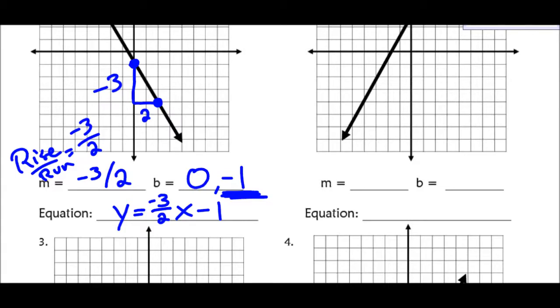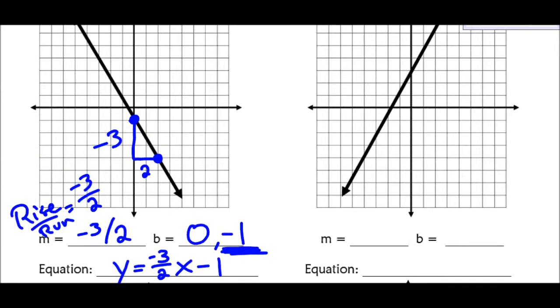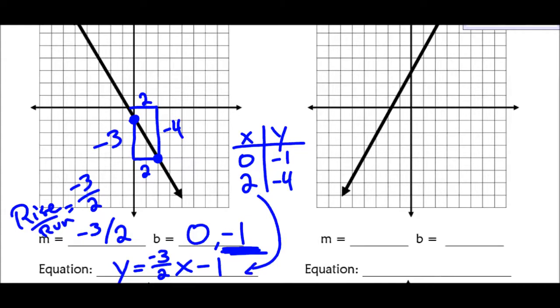It's really easy to test this. You should know from the last few years how to set up a table for this. If you plug in 0, we should get -1. If you plug in 2, you should get -4. You can test this equation by plugging these in and seeing if you get the right numbers. These are two different ways you can figure out if your equation's right: using the slope and the y-intercept, or using the table.